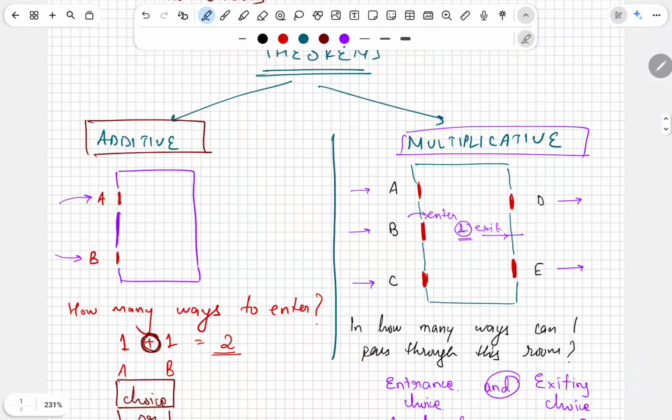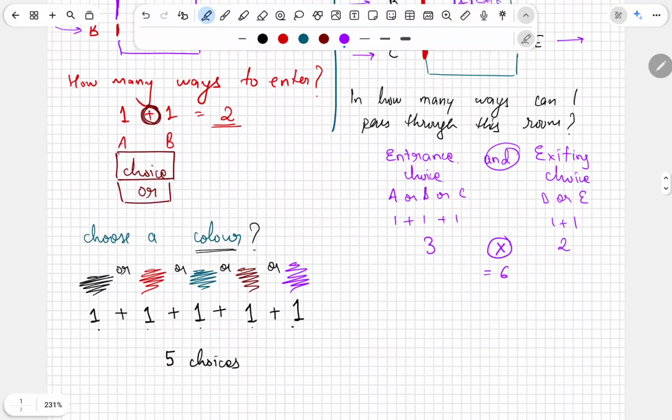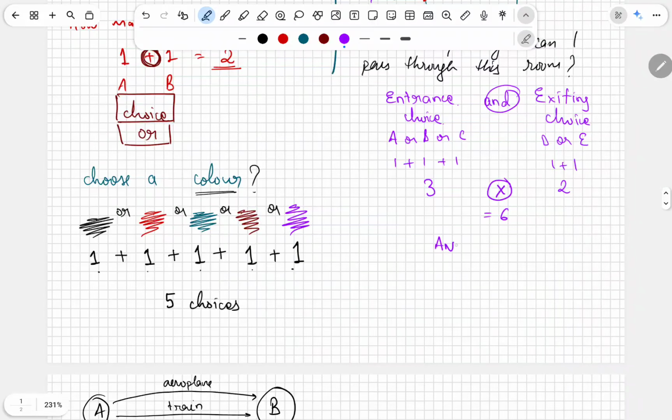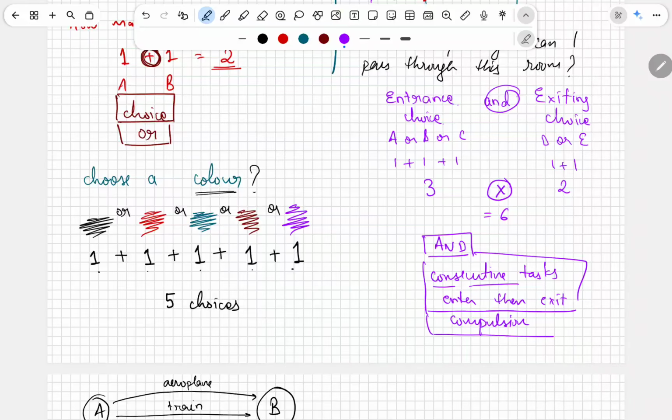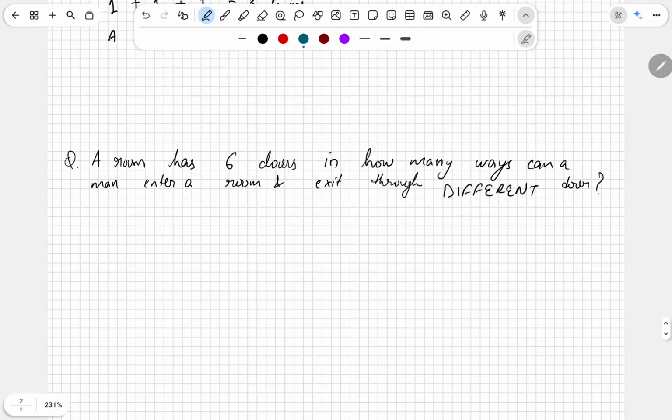Multiplicative theorem states that whenever you see the word and, whenever two things are done consecutively, you have to multiply. Consecutive means one after another, enter then exit, you don't have a choice, you have compulsion. Whenever you have compulsion, whenever you have consecutive tasks, you are going to multiply the two numbers to get the answer 6. So I paused the video to write down the question in order to save some time.